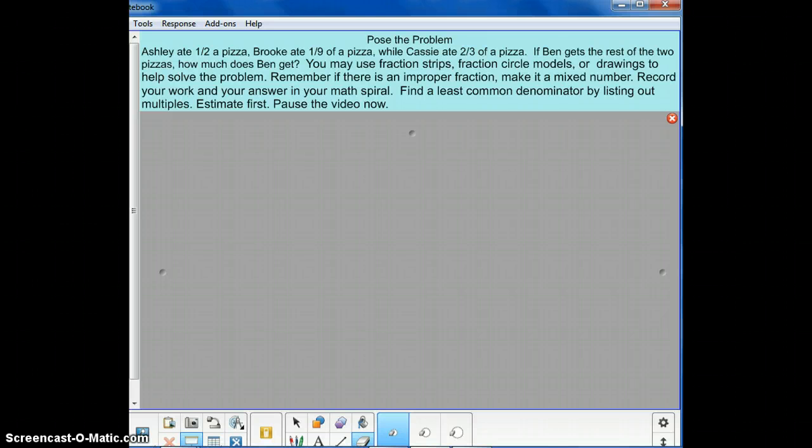Remember, if there is an improper fraction, make it a mixed number. Record your work and your answer in your math spiral. Find a least common denominator by listing out multiples. Estimate first. Pause the video now.